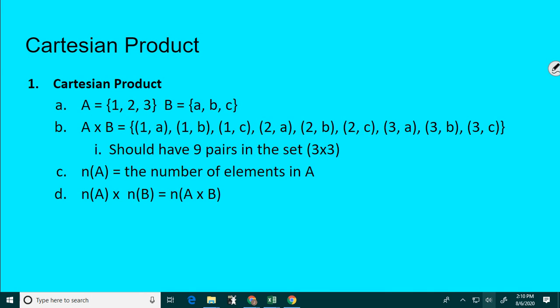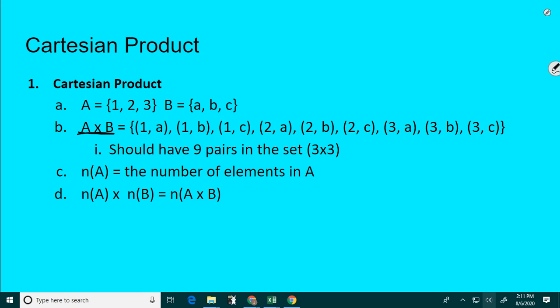Next part of section 1.1 is called the Cartesian product. Think about Cartesian coordinate planes, your old XY axis or XY plane. Let's say I have two sets, set A and set B. Set A is just these three numbers, set B is these three letters. The Cartesian product is denoted like A times B, but you're not actually multiplying them. We're basically putting them as ordered pairs.